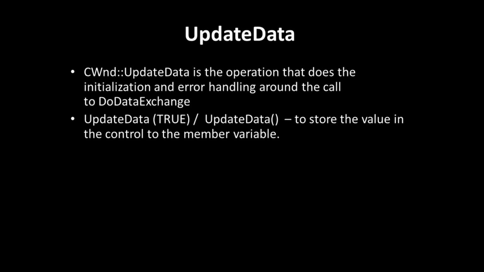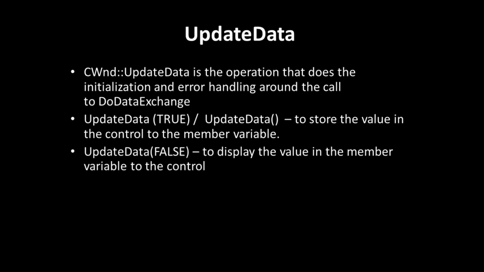Whenever you call UpdateData(TRUE), it stores the value entered in the control to the member variable. Like the example we discussed, age. Suppose I enter the value as 27, and when you call UpdateData, then the value entered, that is 27, will get stored into the member variable which is created for that particular control. Now when you do UpdateData(FALSE), the value that is in the member variable gets set to the control.